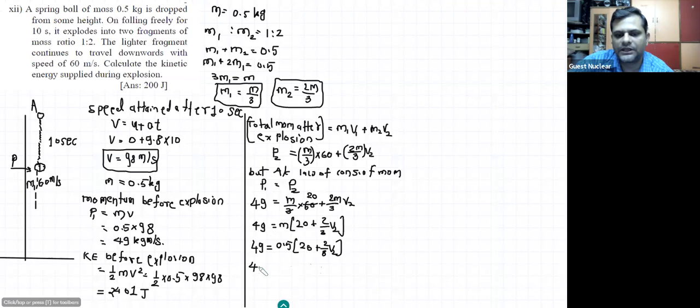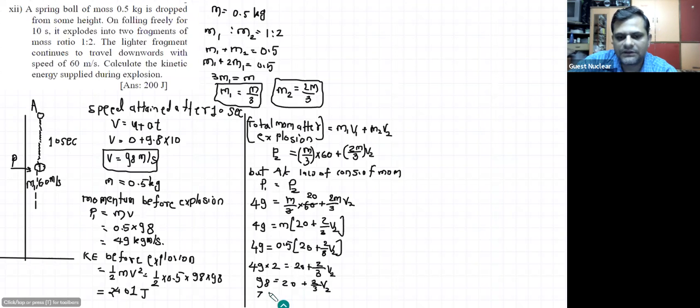So here 49 into 2 will come, which is the reciprocal of 0.5, and that will be equal to 20 plus 2/3 times of v2, right? So this 2/3 times of v2 is kept as it is, and in the next step 49 into 2 comes out to be 98, which is equal to 20 plus 2/3 v2. If you transfer this 20 to that side, it becomes minus 20, and 98 minus 20 comes out to be 78.